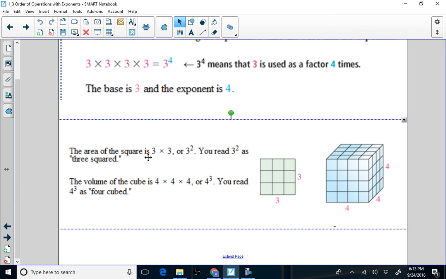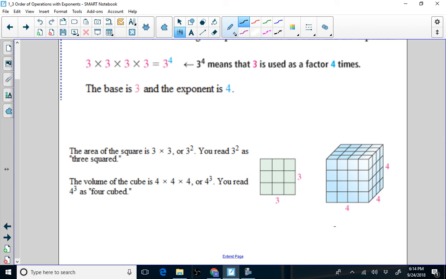The area of the square is 3 times 3, or 3 squared. All right, we talked about that the other day as well, where the length is 3, the width is 3, or the length of the side times itself. 3 times 3 gives you 9 square units for the area of this figure. 1, 2, 3, 4, 5, 6, 7, 8, 9 square units.